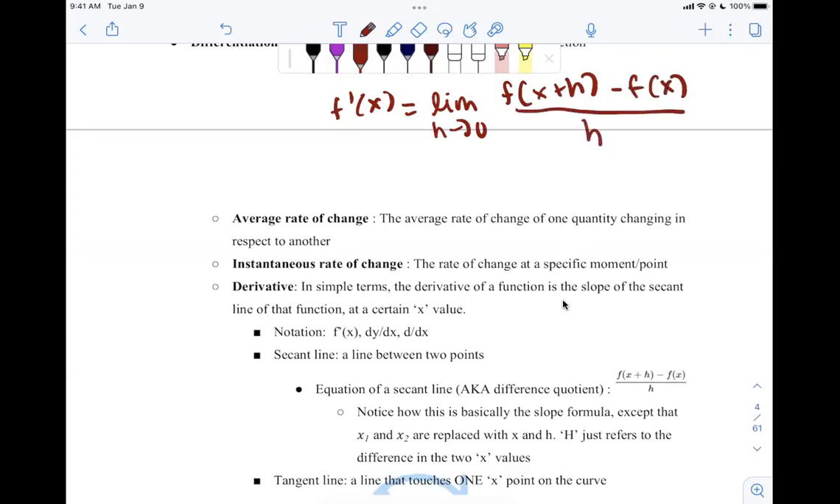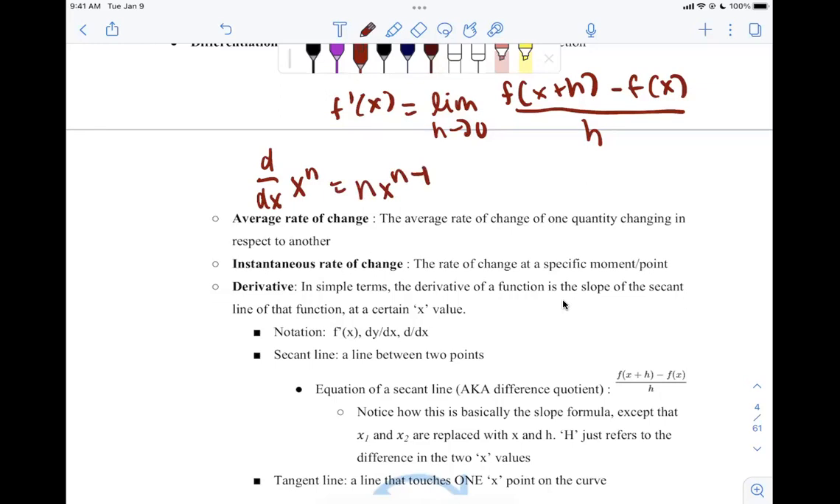We use that at first, but then we had a lot of rules for finding derivatives because this definition turns out to be quite tedious. So particularly for polynomials, we have the power rule: the derivative of x to the n, for any n, even if it's not an integer, is equal to n x to the n minus 1.